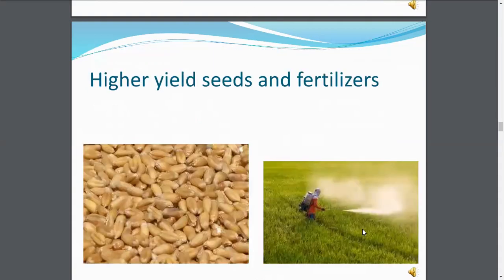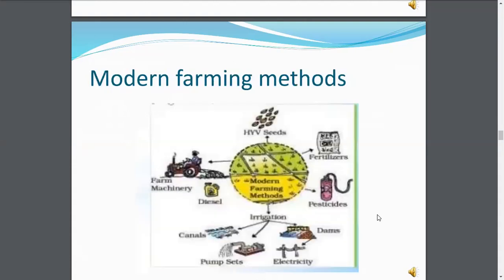Higher yield seeds and fertilizer. Here they are using high yield variety seeds that give more production than the normal crops. But for that, we also have to use fertilizers. Now this is modern farming methods.